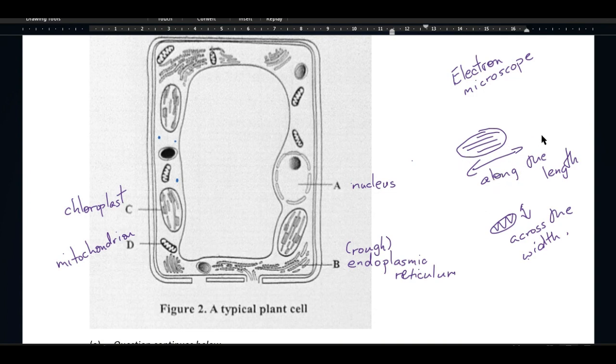Where are the lines, along the length of it, or across the width of it? If it's across the width of it, then you're looking at your mitochondrion. If it's along the length, then you're looking at your chloroplast, right? So that's a little tip you can use to distinguish one from the other. So other than that, we are good to go.